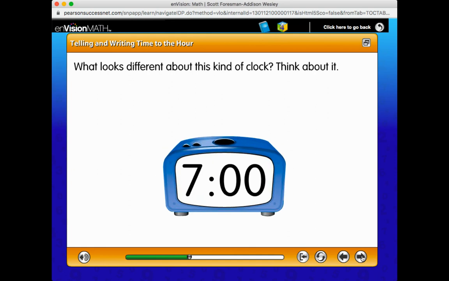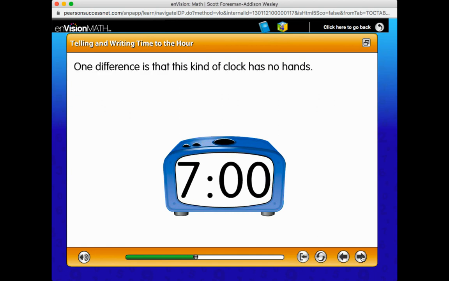What looks different about this kind of clock? Think about it. All right, so this clock definitely does not look the same as the clock we looked at yesterday. The biggest thing being that I don't see any hands to know what time it is. It reads the clock in a different way. This is called a digital clock. One difference is that this kind of clock has no hands.